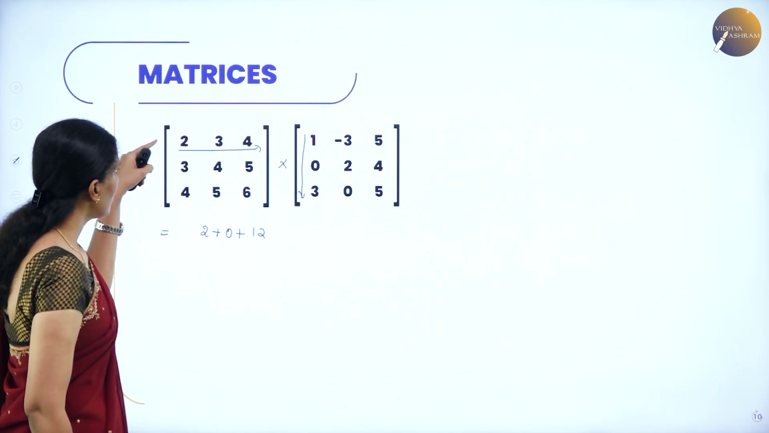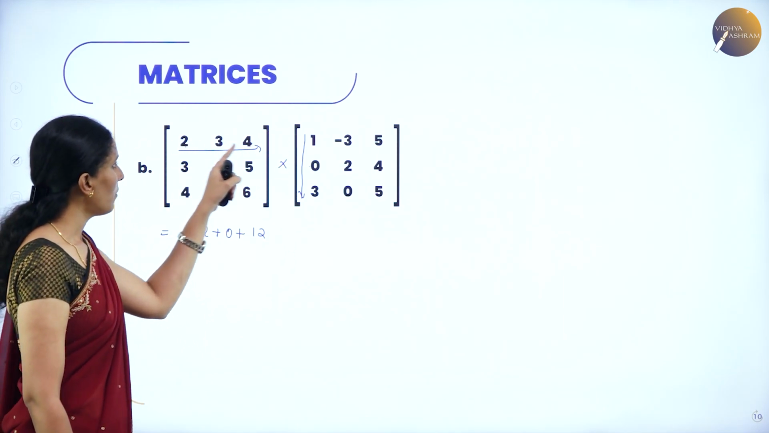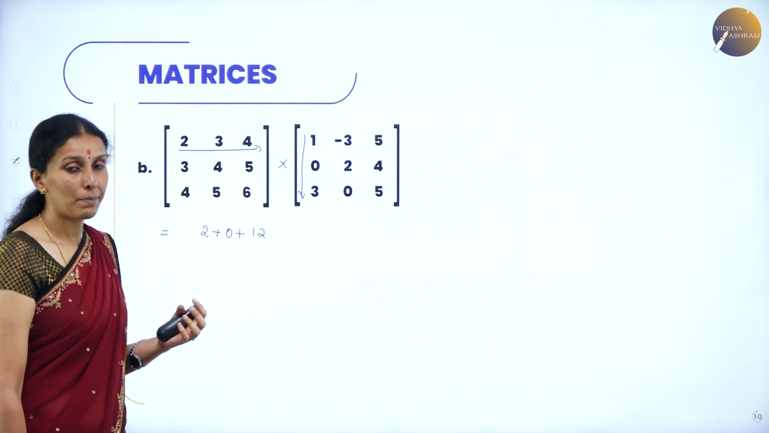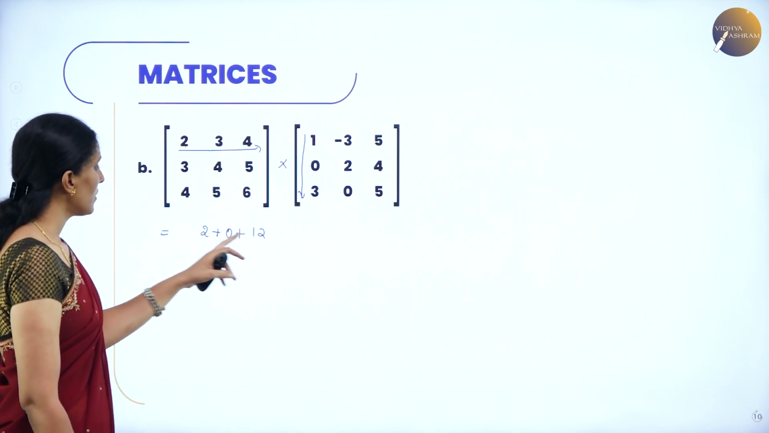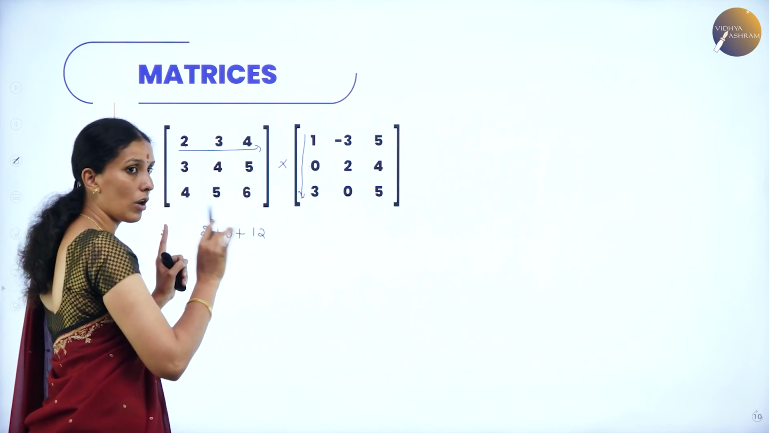So remember, you have 3 elements in a row and 3 elements in a column. That is why number of columns and number of rows must be same. Then only we can multiply the elements inside it. Now this is done. That is first row, first column is done.